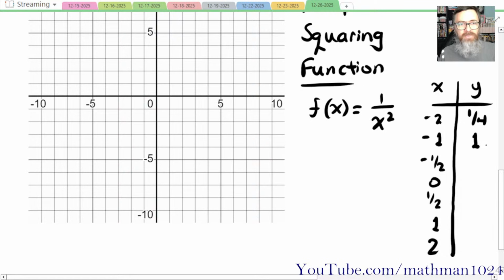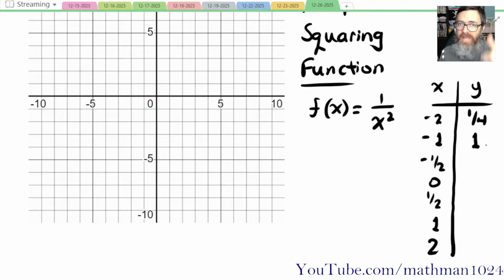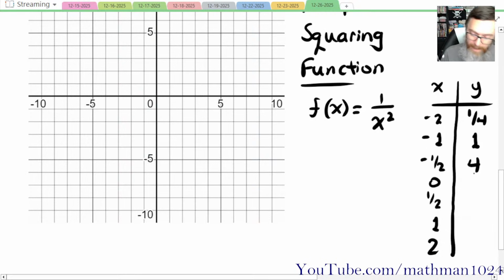Now -1/2. I suggest that you think about flipping before you square. Because if I flip the -1/2, I get -2. And the -2 squared is +4. And then we get to 0. And just like it was for the reciprocal function, for the reciprocal squaring function, it's going to be undefined.